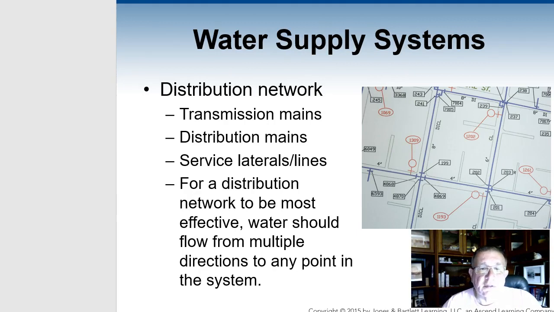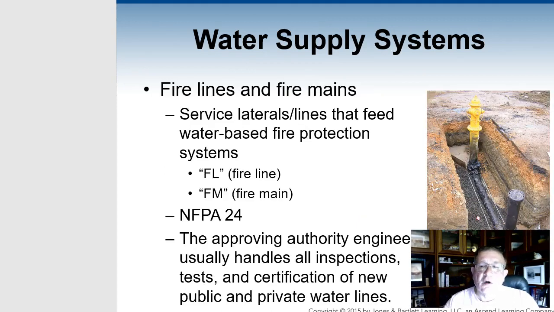Most of the time you'll see transmission, distribution, laterals, a network that's put together, with water from multiple sources. It can be from a well, from an aquifer, could be from anything. And the big thing is water is necessary. Remember, the fire mains out there carry the same water as what we drink in the domestic water system. FL is for fire line, excuse me, and FM is for fire main. NFPA 24 kind of dictates how all that gets put in.